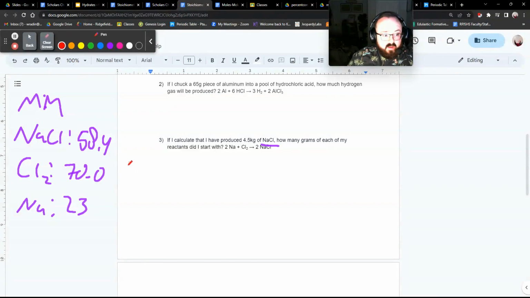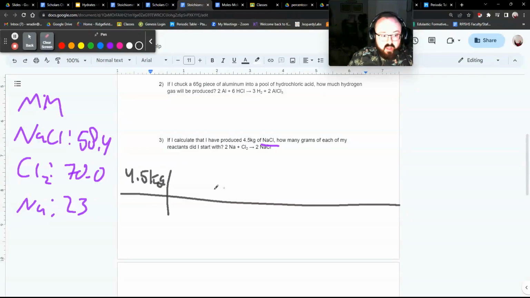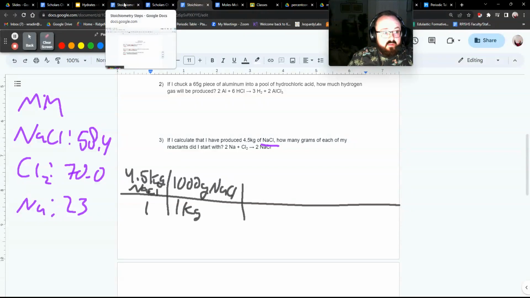So let's start off. We have 4.5. Actually, I want to erase this because I want to use the same colors as my last section. So we start off with 4.5 kilograms, and I'm going to include the other conversion here. 1 kg, 1,000 grams, because now my units are in grams of NaCl. Now we go back to our steps.